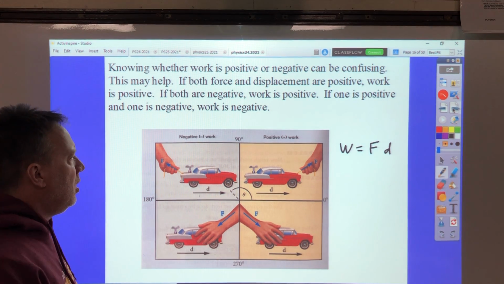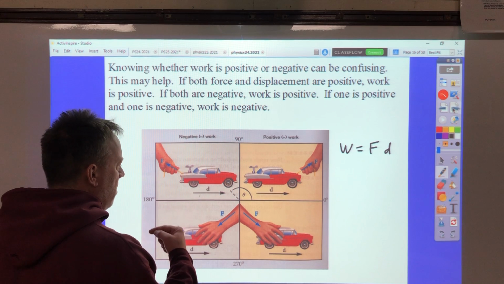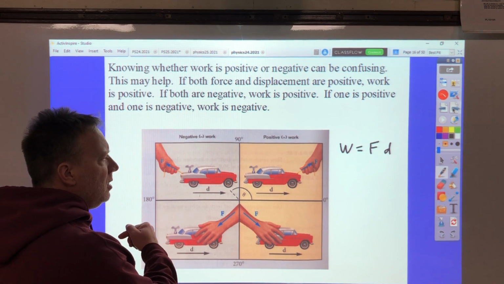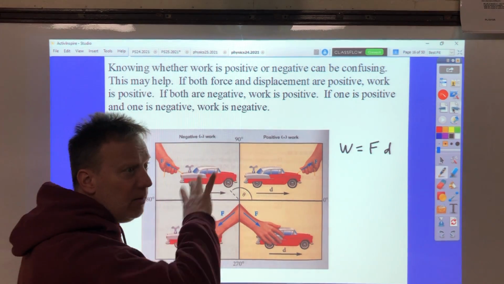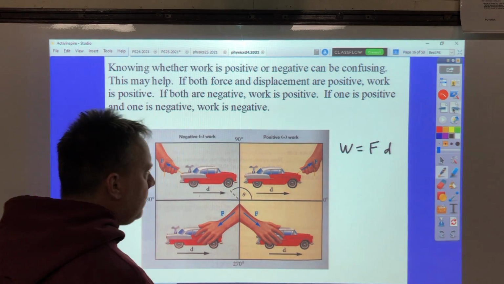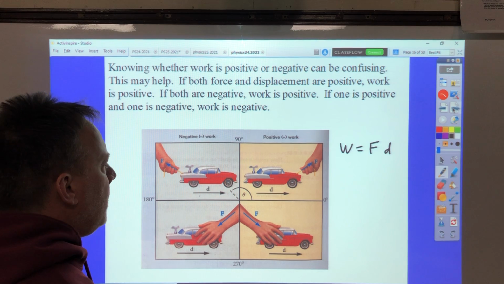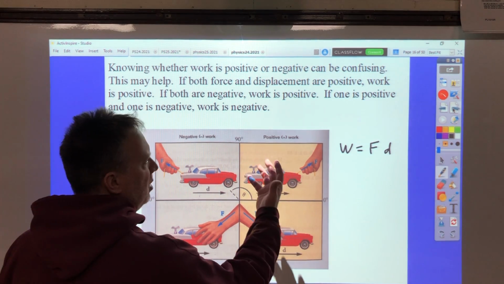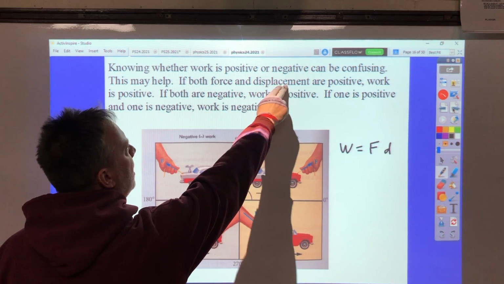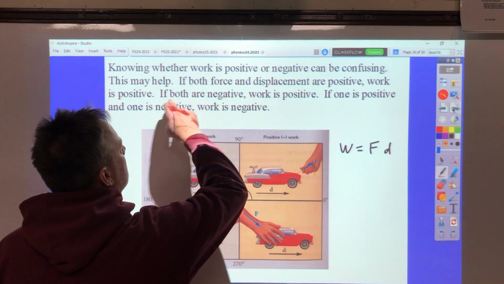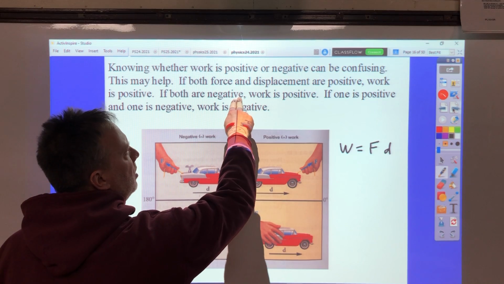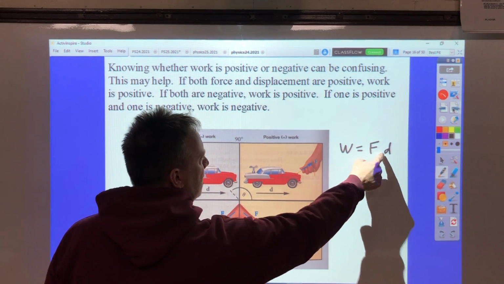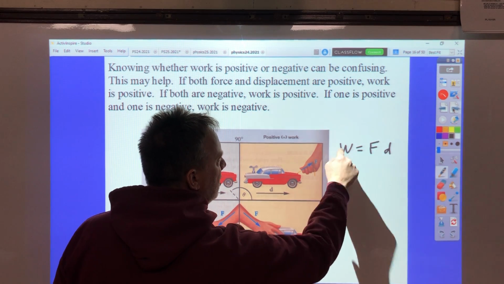This force would have a component this way, and these would add up. If both your force and your distance are negative, which they don't have shown here, then it's positive, because a negative number and a negative number is positive when you're multiplying them. But if one of these is positive and one is negative, then you get a negative work.